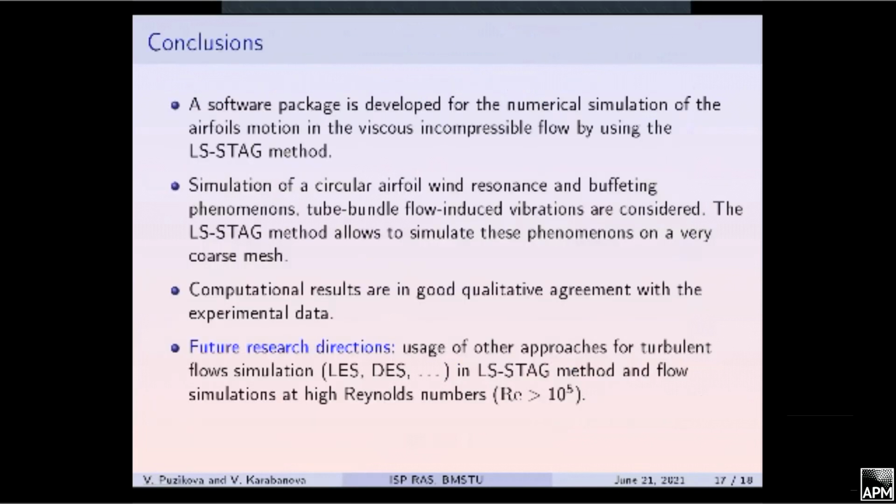So a software package is developed for the numerical simulation of the airfoil's motion in the viscous incompressible flow by using the XLIX method. Simulation of a circular airfoil, wind resonance and buffeting phenomena, and tube bundle flow-induced vibrations are considered. The XLIX method allows to simulate these phenomena on a very coarse mesh. Computational results are in good qualitative agreement with the experimental data.